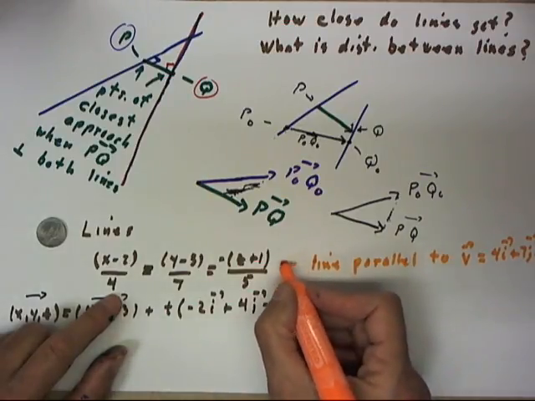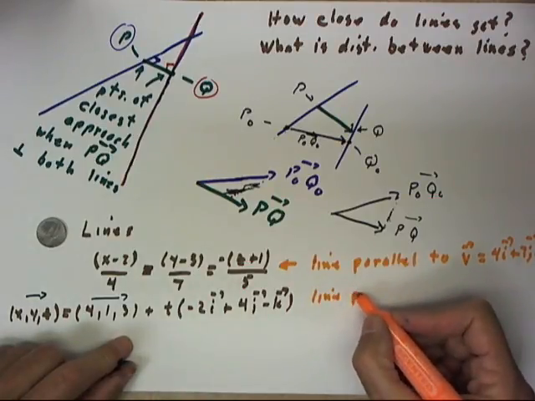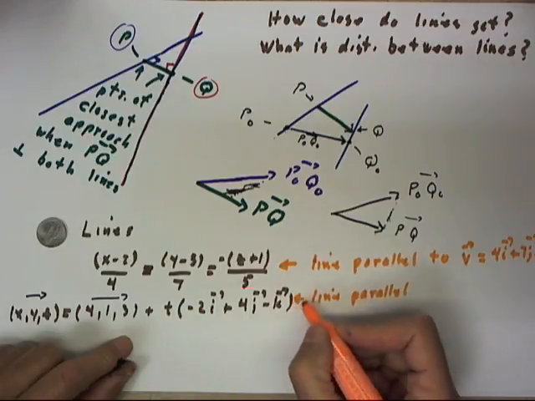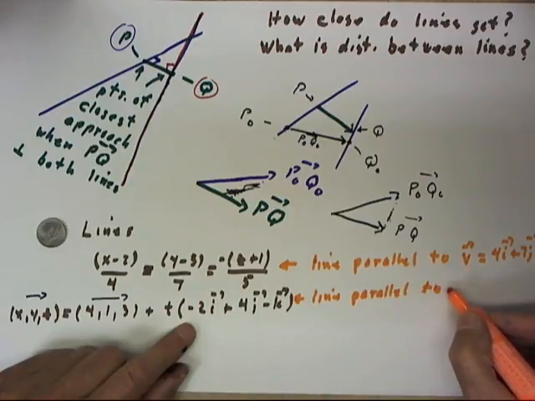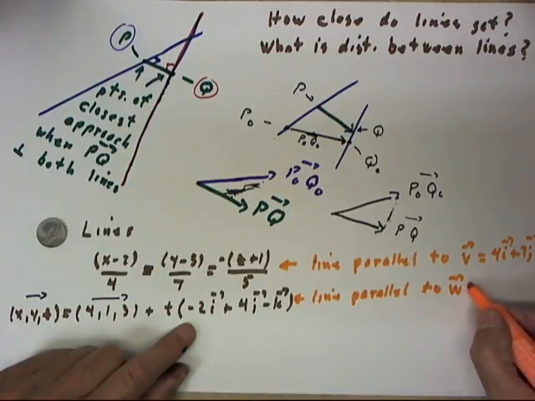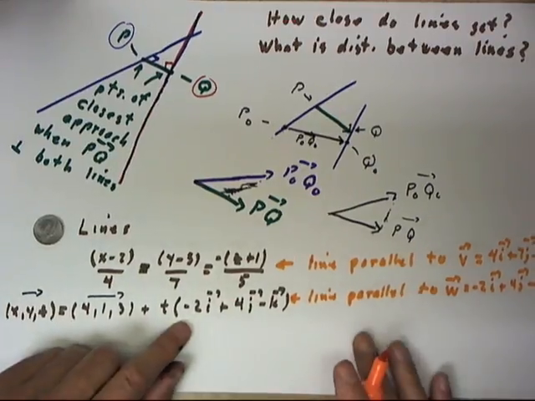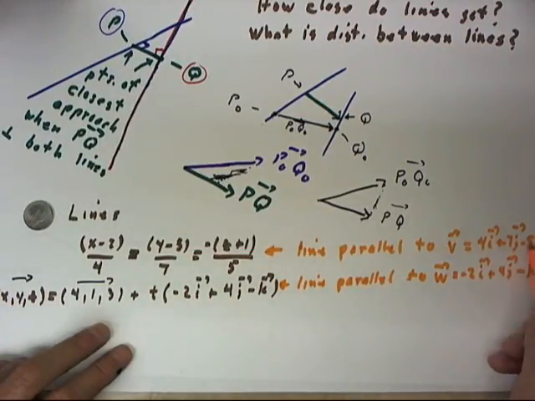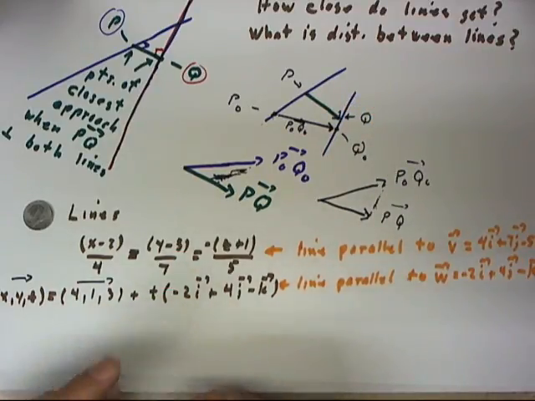minus 5k. And this line is parallel to the vector that we can just see right here. Now we're going to call that vector w equals negative 2i plus 4j minus k. So we have two vectors, one parallel to this line, one parallel to this line.